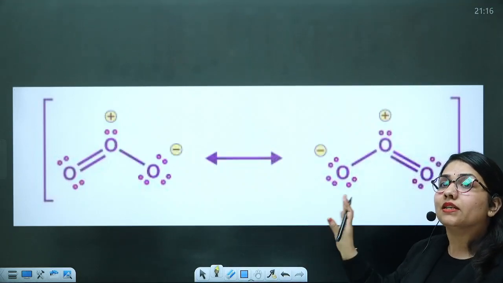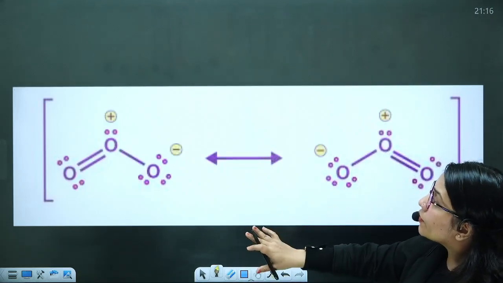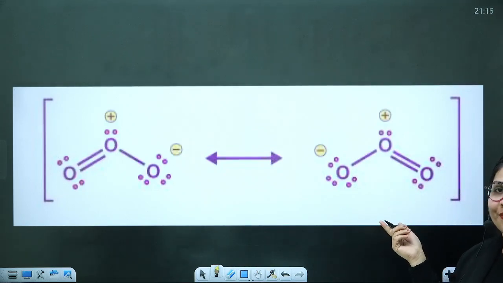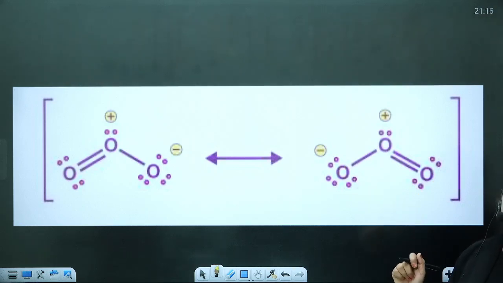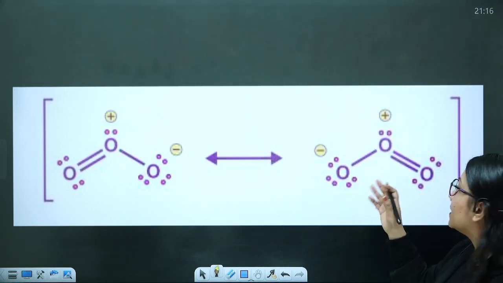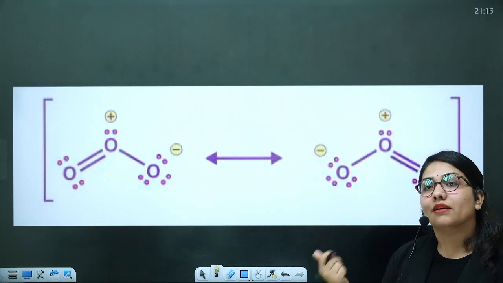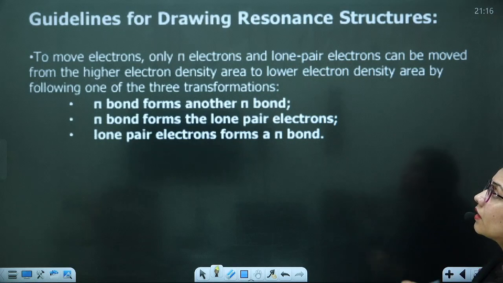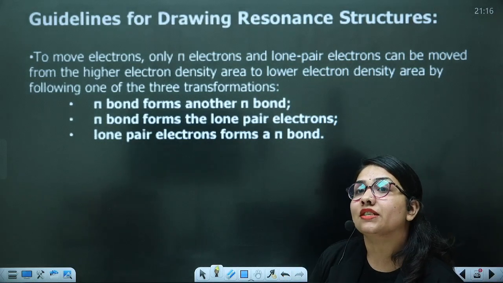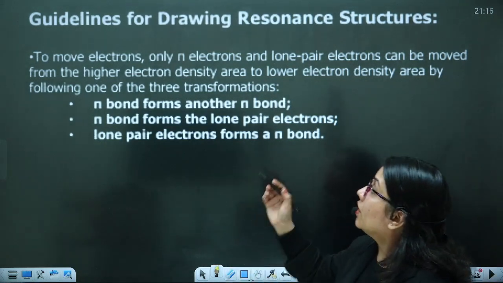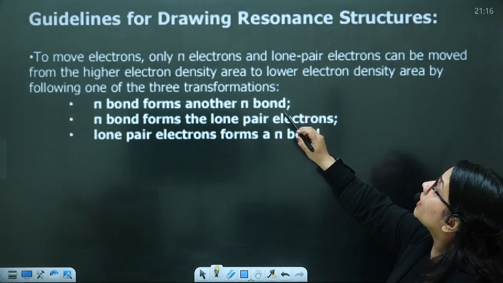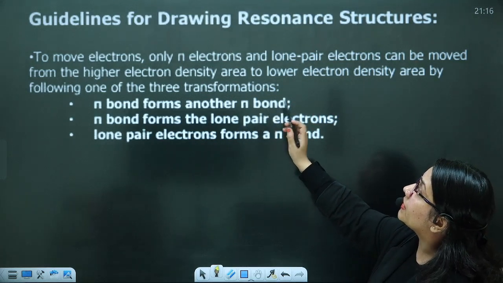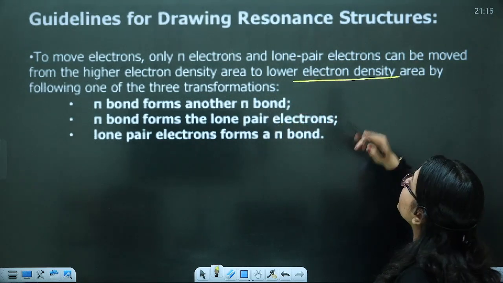See here, these are the resonating structures of O3. Here you can see that the double bond and the lone pair or negative charge are in conjugation. So obviously this will go in the resonance concept and will show the resonance hybrid. Come to some guidelines which are necessary for drawing resonance structures. To move electrons, only pi electrons and lone pair electrons can be moved from the higher electron density area to the lower electron density area.